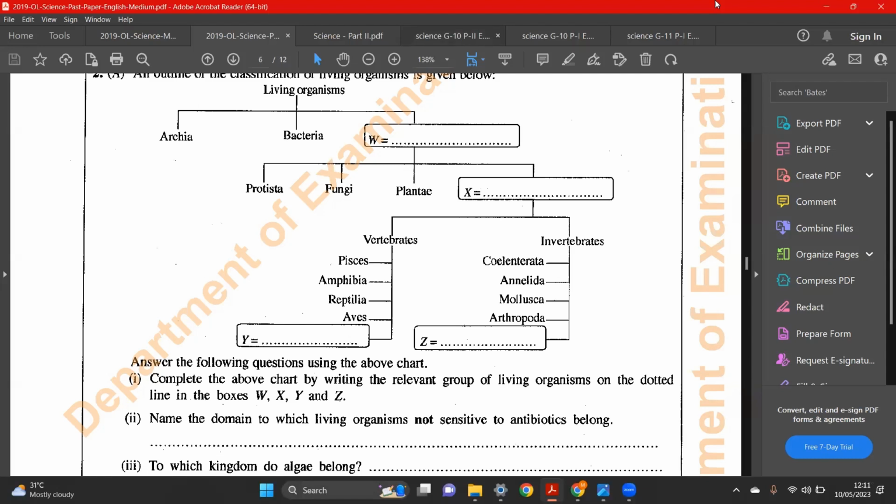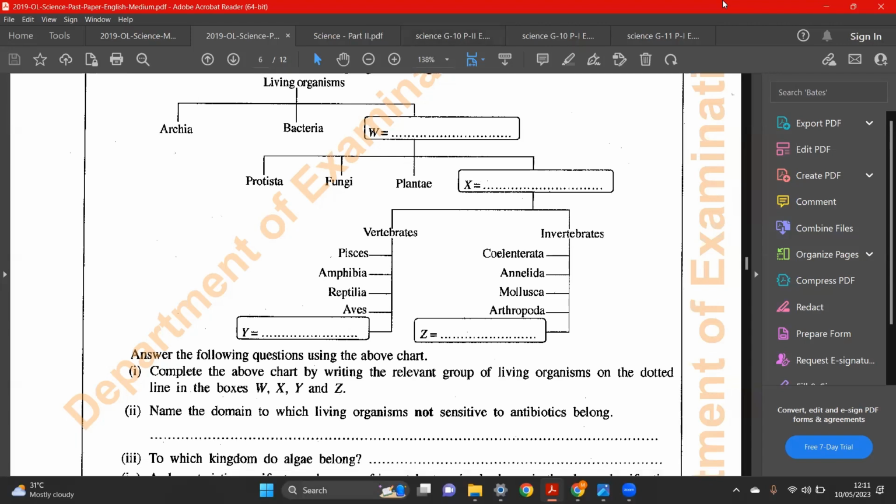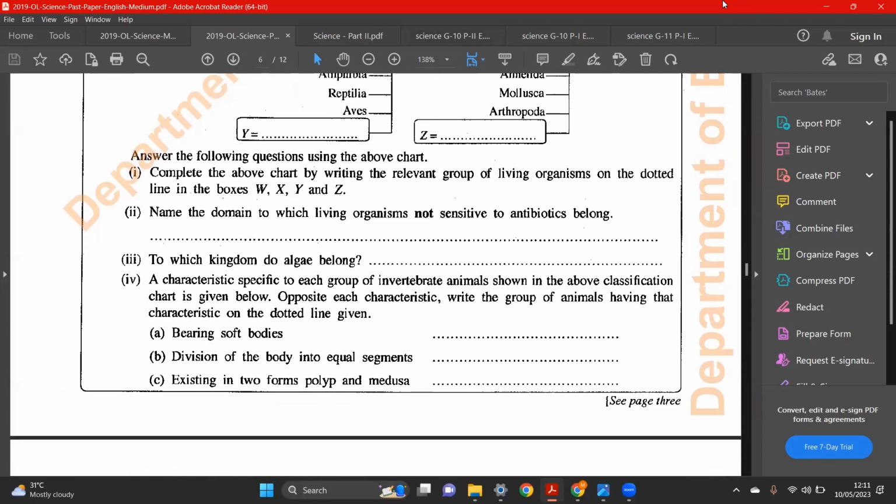If it's only non-metal, it's covalent. If it's only metal, it's metallic. Okay? Just keep those tips in mind. Then going back to where we stopped, characteristic is given. You need to find out the group of animals with those characteristics.